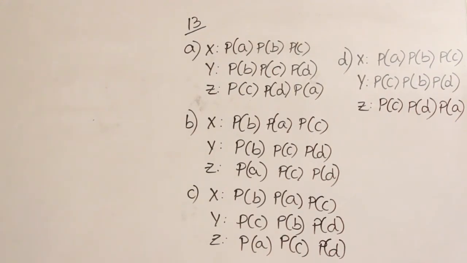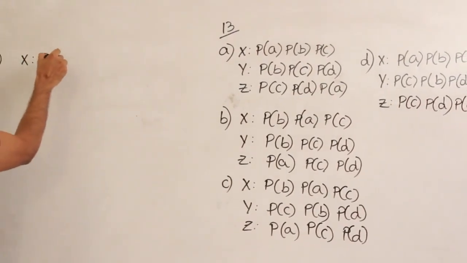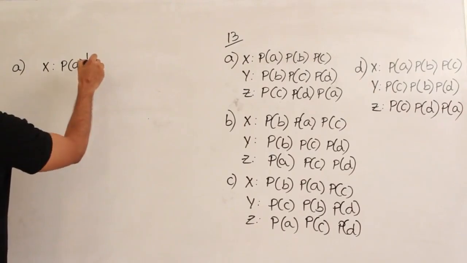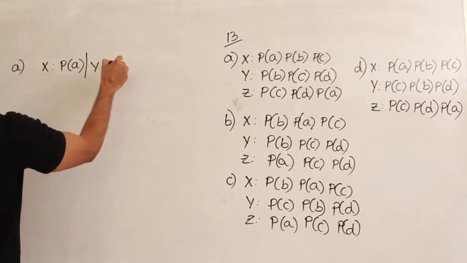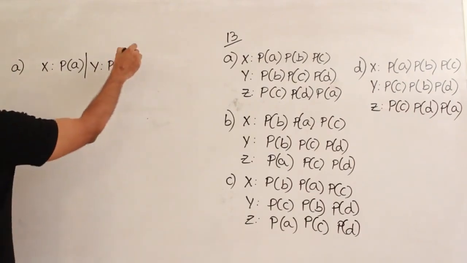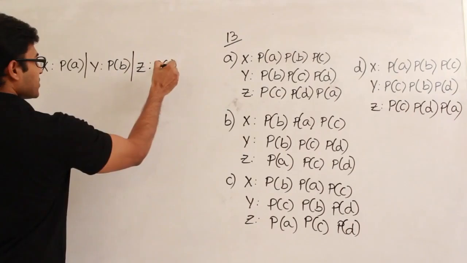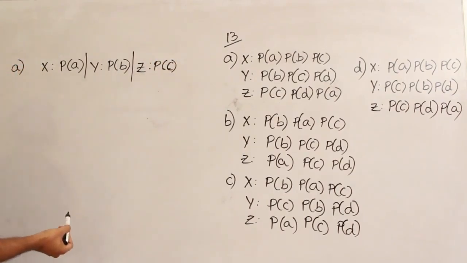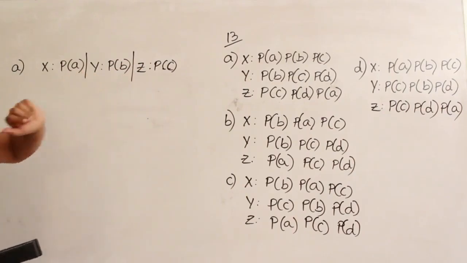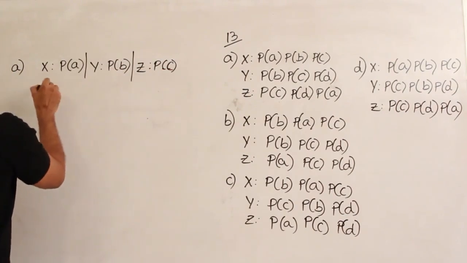In option A, say X has executed the first down, which means P on A, which means X has taken the semaphore A and then got preempted. Y has executed P on B, which means Y has taken the mutex B, and got preempted. Then Z has executed P of C, which means Z has taken the mutex C, and after these three lines all of them got preempted. And now let's see what happens next.